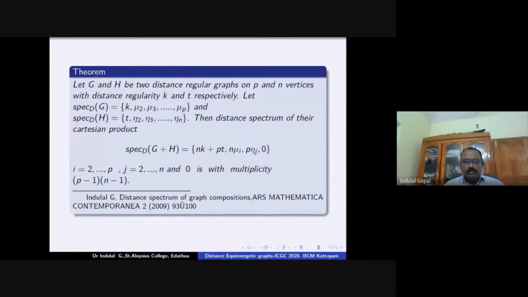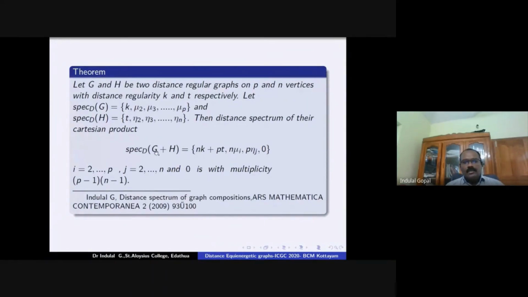Now we go to fundamental operations on two graphs. We have discussed join, union, join over union, and now the Cartesian product. Let G and H be two distance regular graphs on P and N vertices with the distance regularity K and T respectively. And these are the initial paraphernalia of G and H.